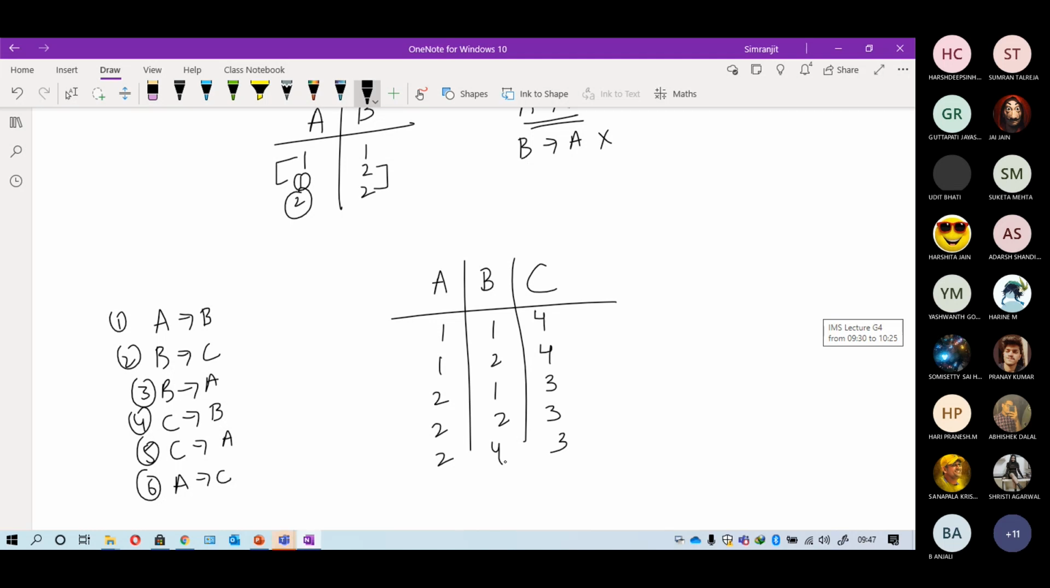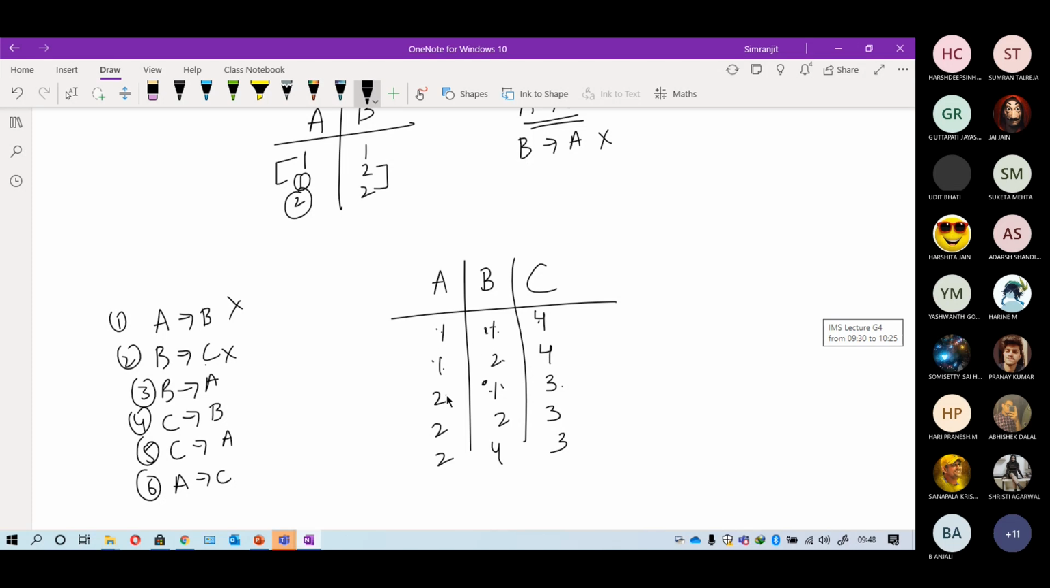Yeah, absolutely correct. Again, I'm repeating the concept. If you are not understanding it, let me know. A to B: check which element is repeated here. This is repeated. So 1 tends to 1 and 1 tends to something different, so you can directly say it is wrong. B tends to C: which element is repeated here? 1 and 1 is repeated. So 1 tends to 4, it has to be 4 here, but it is 3. So you can say wrong. B tends to A: which element is repeated? 1 and 1 is repeated.